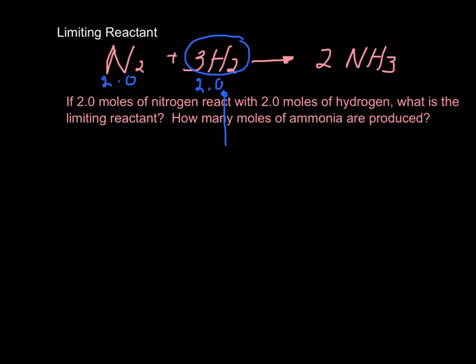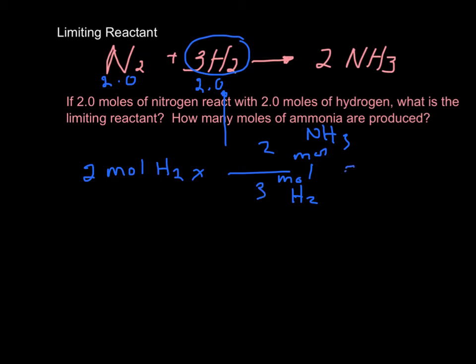Okay? And then how many moles of ammonia is produced? Well, if I start with 2 moles of hydrogen, do my mole ratio, moles of hydrogen to moles of ammonia, which is 2 to 3, which is 1.33 moles, I could make that many moles of ammonia.